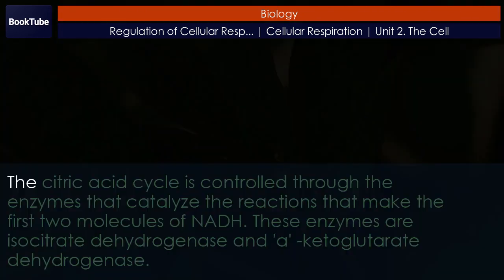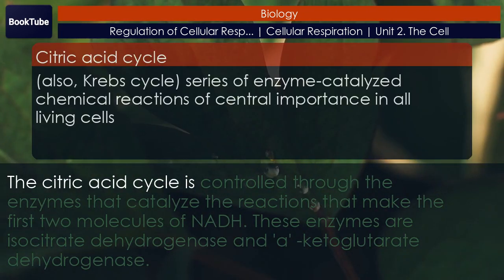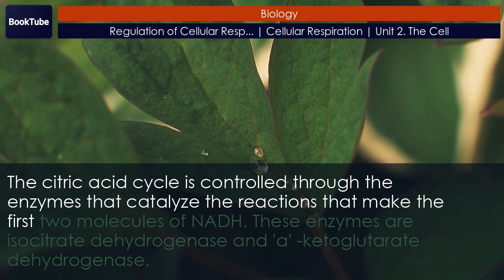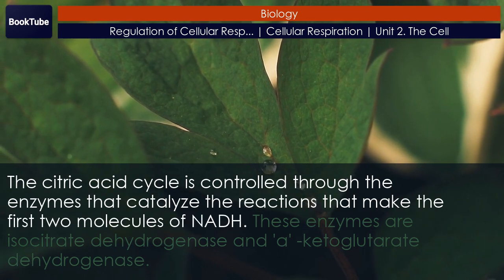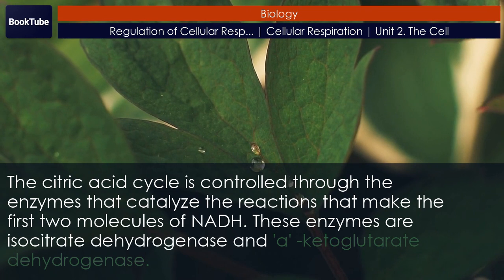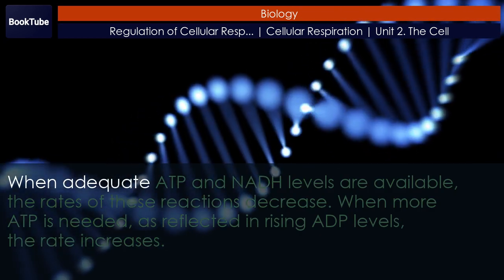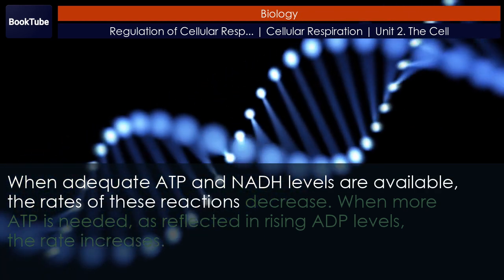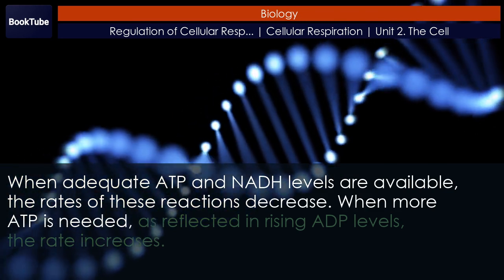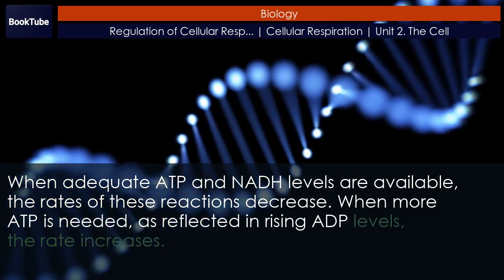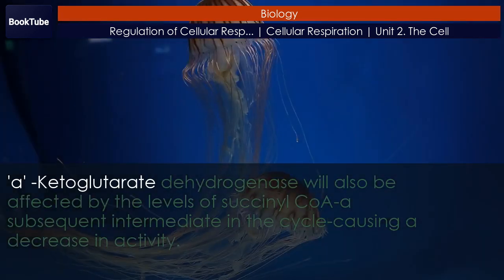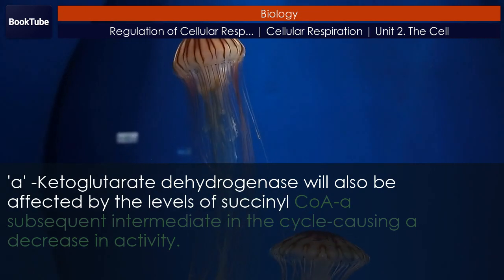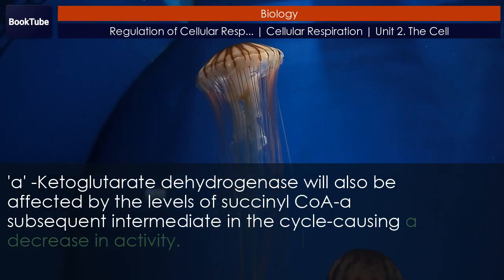Citric acid cycle. The citric acid cycle is controlled through the enzymes that catalyze the reactions that make the first two molecules of NADH. These enzymes are isocitrate dehydrogenase and alpha-ketoglutarate dehydrogenase. When adequate ATP and NADH levels are available, the rates of these reactions decrease. When more ATP is needed, as reflected in rising ADP levels, the rate increases. Alpha-ketoglutarate dehydrogenase will also be affected by the levels of succinyl-CoA, a subsequent intermediate in the cycle, causing a decrease in activity.